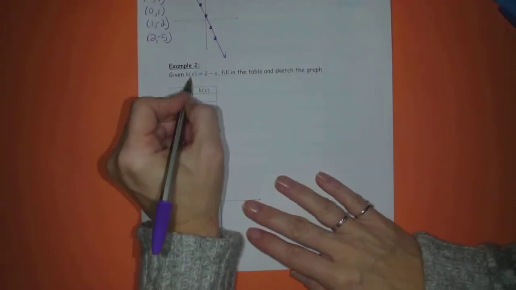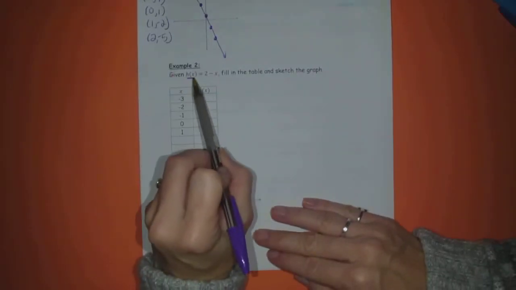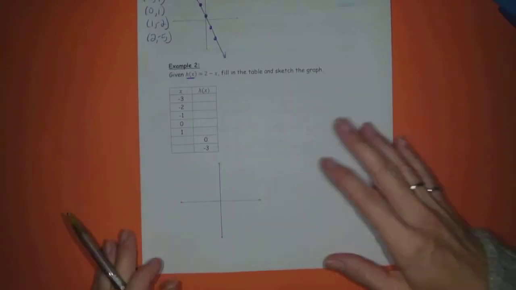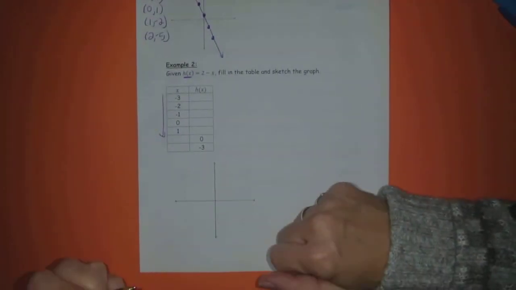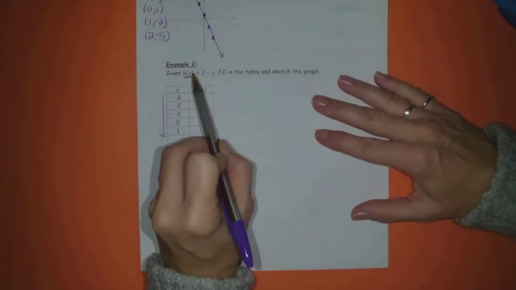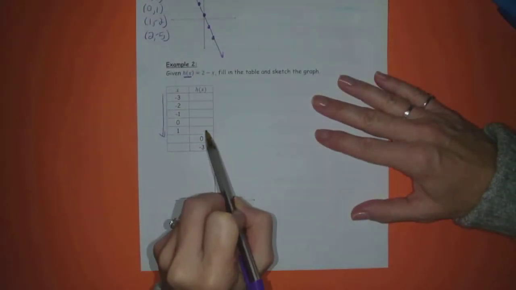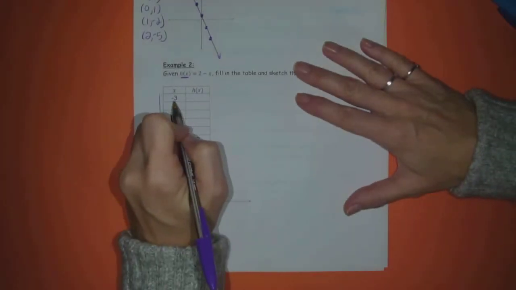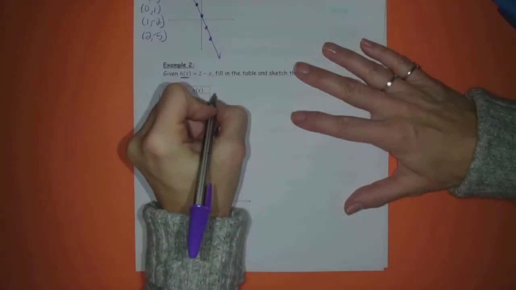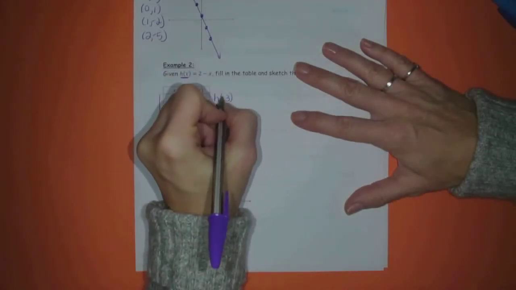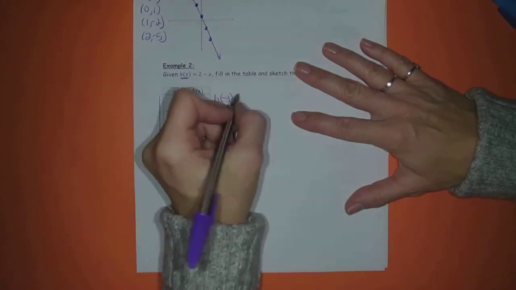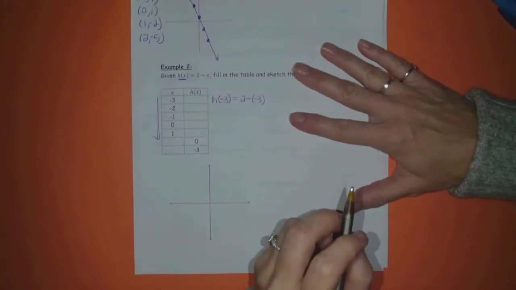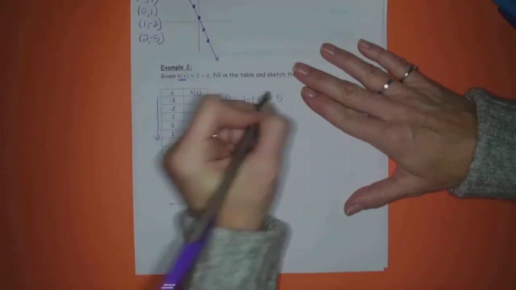Oh, look, they changed the letter again, h of x. So given h of x equals 2 minus x, fill in the table and sketch the graph. So look at all these different x's they're giving me. I'm going to fill these in for my x's here in the equation, and I will get out my h of x values or my y values. Okay, so let's start with negative 3. So h of negative 3, that means the y value when x is negative 3, equals 2 minus negative 3. Be careful of that double negative. And that's 5. So I'm going to put a 5 there.